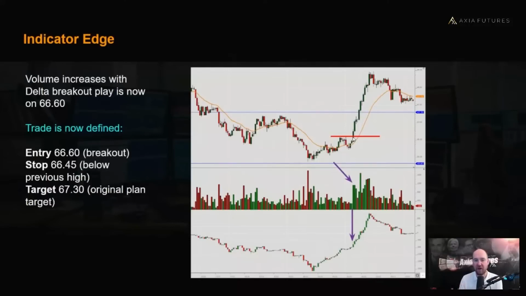You've got a clear stop. The stop goes below this high, the previous one, that's at 45. Boom. 15 tick stop then. And you've got a target. The original planned target is 67.30 from the hourly chart. Target is reached, possibly dependent upon how it trades. You could then play for the other side of that range completely when it gets up there.